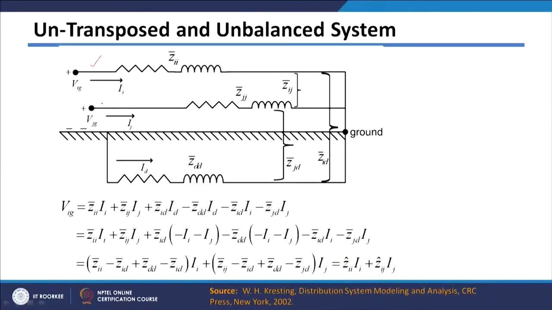Let us say you are having these 2 conductors. This is one conductor I, another conductor is say J.